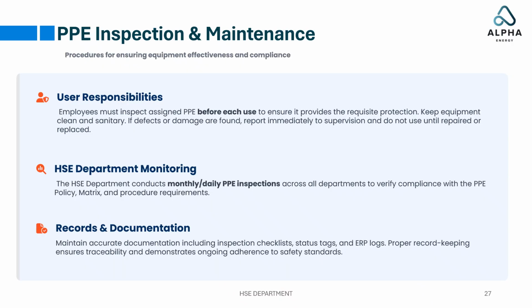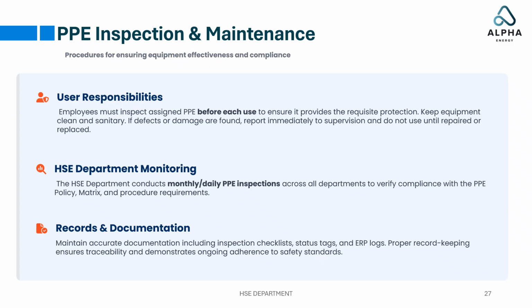The procedures for PPE inspection and maintenance ensure equipment effectiveness and compliance. It defines user responsibilities, stating that employees must inspect their assigned PPE before each use, keep it clean, and immediately report any defects to supervision without using the damaged gear.